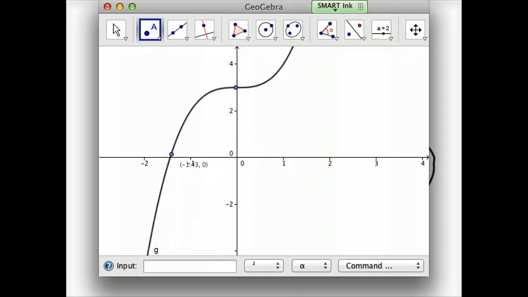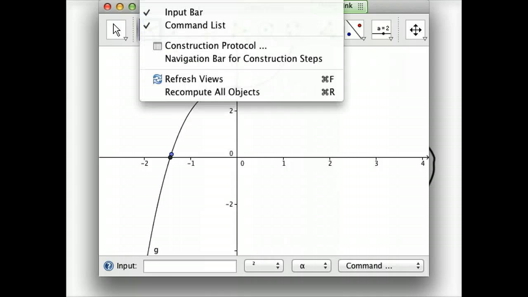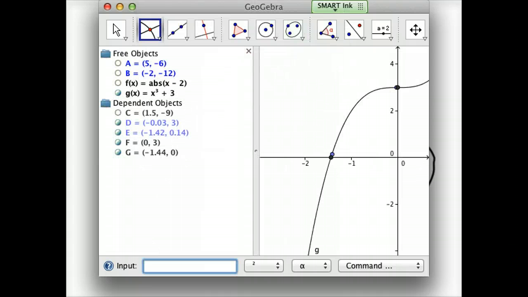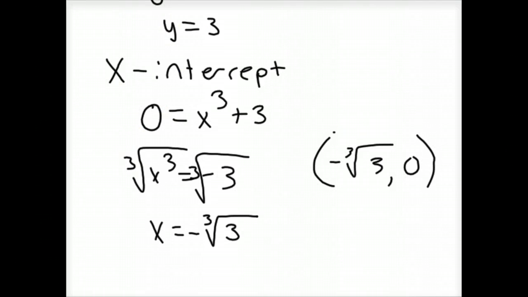Oh man, I keep missing. Well, let's just do it this way. Intersect two objects. There we go. Now it's guaranteed on there. Okay. So view, algebra view, and so there's my 2 points, (0, 3) and (-1.44, 0). So these 2 points show you the x and y intercept. And so that's that particular equation.